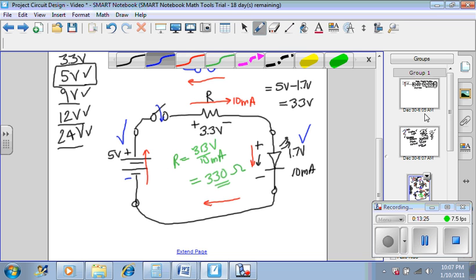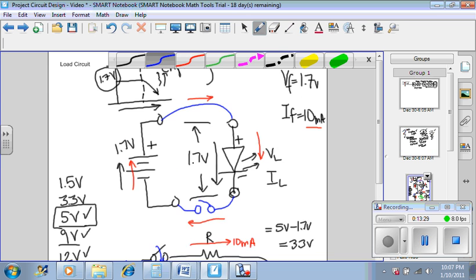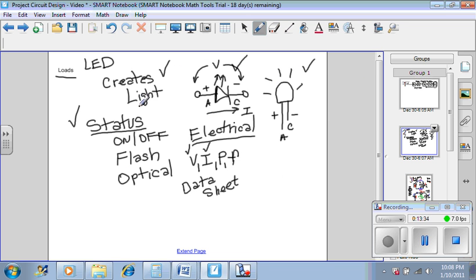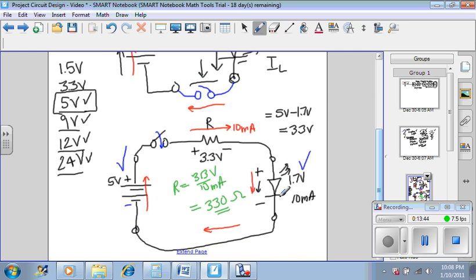So what is the difference between a load and a load circuit? Well, a load is just the component that you're going to operate. A load circuit provides the correct energy that's needed to operate the component.